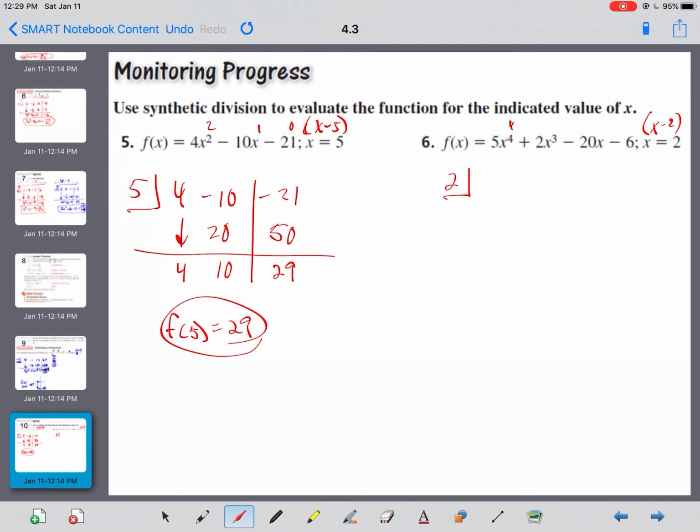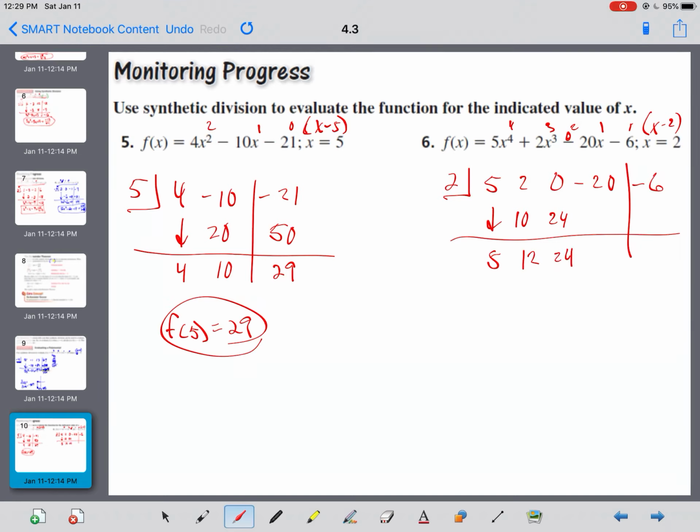All right, let's take this one. 4, 3, 2, 1, 0. We're missing the 2. I got to put in a placeholder. So 5, 2, 0, then negative 20, then negative 6. And separate. Drop the 5. 2 times 5 is 10. 2 and 10 is 12. 2 times 12 is 24. 0 and 24 is 24.